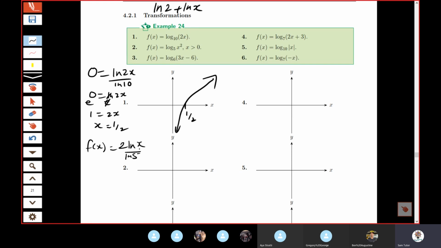Again, log x. If you want to solve it, why not? I'll let you get used to this solving. 0 equals 2 ln x on log 5, times it by 0, gone, divide by 2, gone. So you just get 0 equals log x, exponential everything, you get 1 equals x. So in fact, this one hasn't changed. The intercept's still 1.